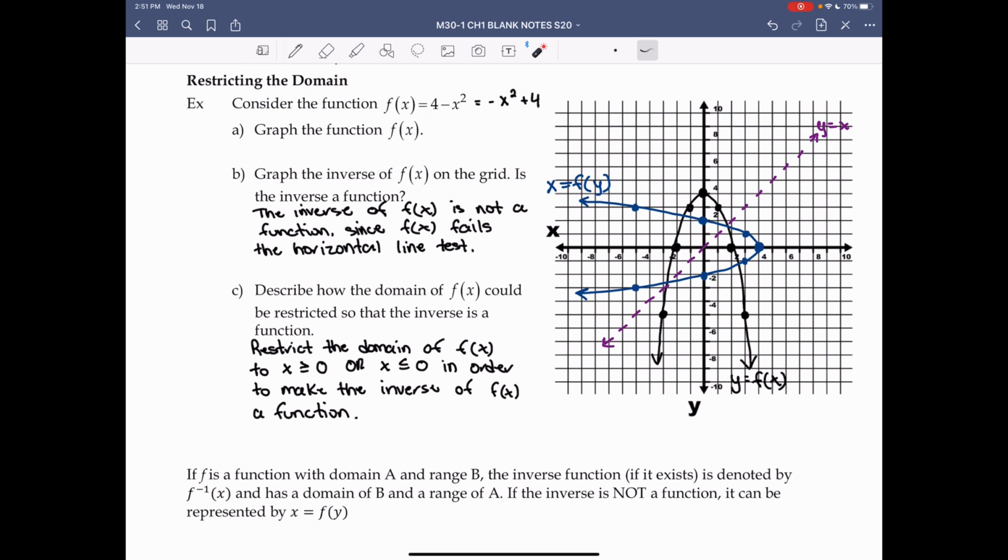If f is a function with domain A and range B, the inverse function, if it exists, because it says function, not relation, is denoted by f inverse x and has a domain of B, which is the range from f of x, and a range of A, which is the domain from f of x. If the inverse is not a function, it can be represented by x equals f of y. So we can only use the notation f with the -1 of x if the inverse is a function. Otherwise, we have to write x equals f of y for the inverse.